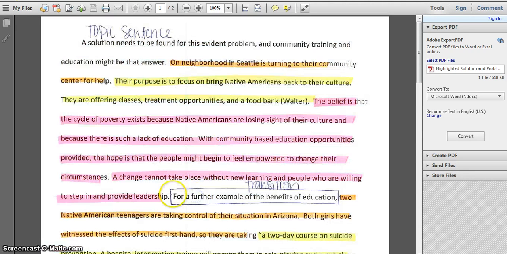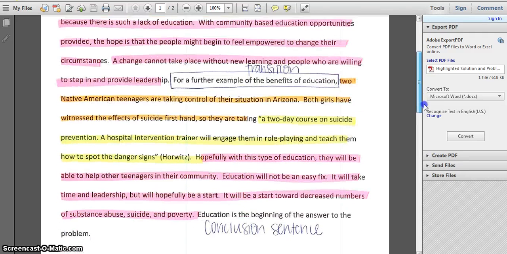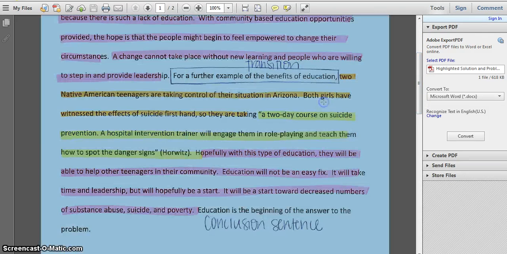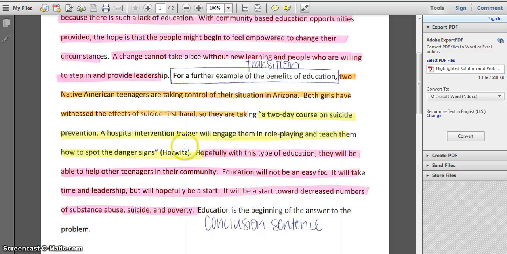Then I transition into my next example. For a further example of the benefits of education, 2 Native American teenagers are taking control of their situation in Arizona. So I give a little bit of background about who this is involving. Both girls have witnessed the effects of suicide firsthand, so they are taking a 2-day course on suicide prevention, and then I explain the rest of the evidence. Then again, you'll see more commentary than you probably saw in the problem paragraph because I have to explain how this will solve the problem.